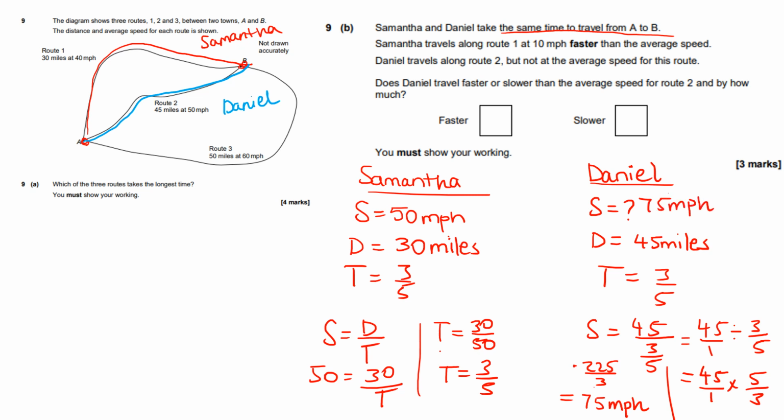Does Daniel travel faster or slower than the average speed for route 2, and by how much? So the average speed is 50 miles per hour. If he's traveling at 75 miles an hour, he is definitely traveling faster, and it's going to be 75 take away 50, which is 25 miles per hour. And that's how we get full marks from this question.